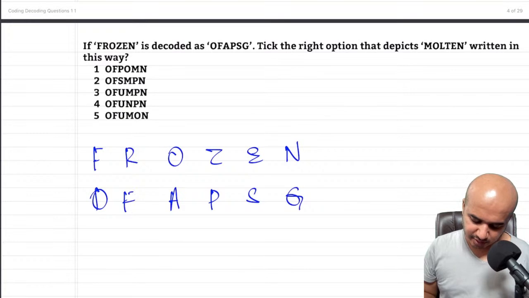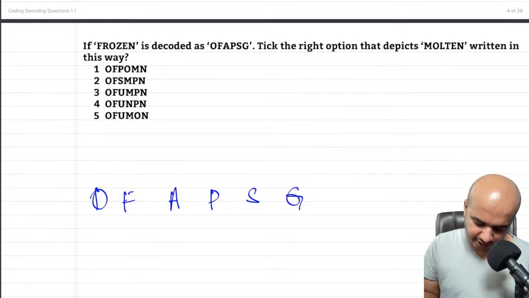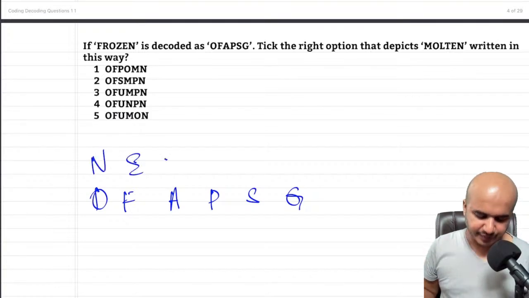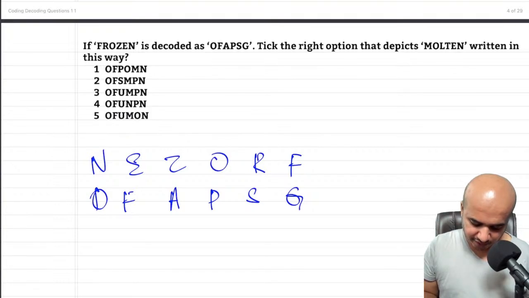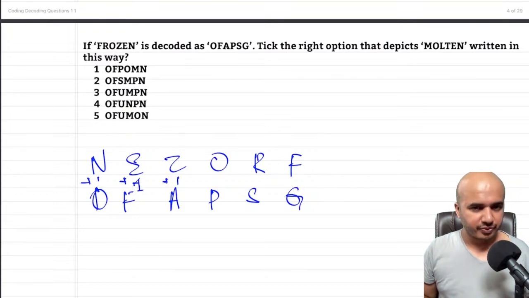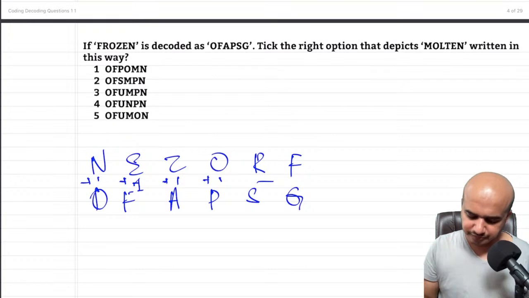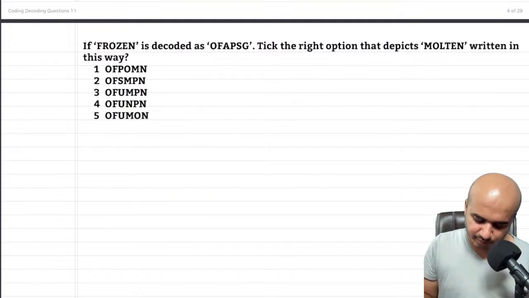EFG, PQRS, LMNOP, AZ, EF, NO. Obviously it has been reversed and then there is some coding going on. What I'll do is I'll just reverse this. N, E, Z, O, R, F. So now it will be easier. LMNO plus 1, EF plus 1, ZA plus 1, LMNOP plus 1, and so on. So all that they have done is just reverse the word and then add 1 to it. That's all. So if that is the case, then we can easily crack the code for molten as well.